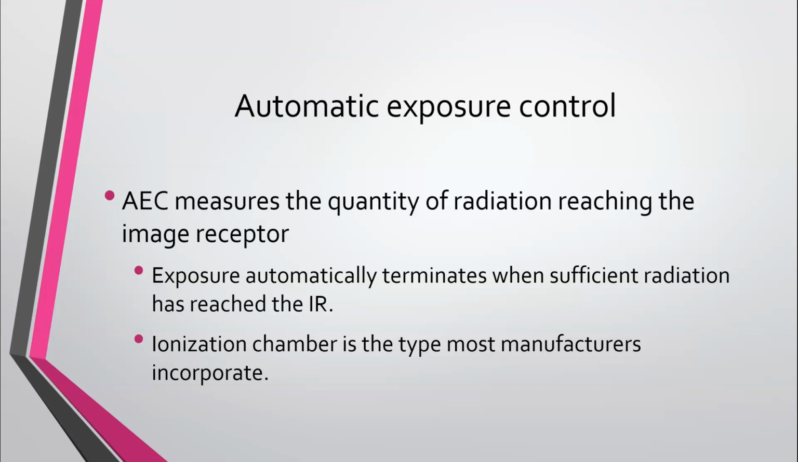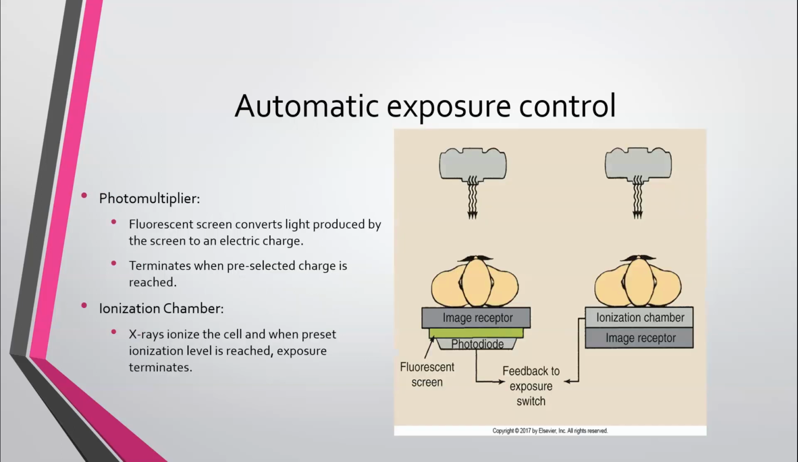Ionization chambers are the most common, okay, that manufacturers incorporate. So we have photomultiplier tubes. The phosphorescent screens convert light produced by the screens to electric charge and terminate when a pre-selected charge is reached. So this is kind of older school, but that's okay. Ionization chambers always ionize the cell, and when preset ionization levels are reached, exposure terminates.